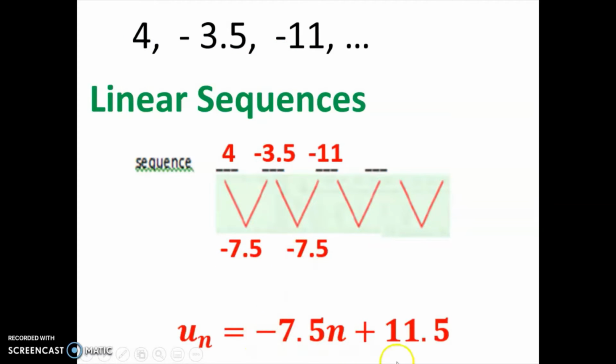Therefore, our rule is this. This is called our common difference, or if we're graphing it, this would be a slope. And over here, we have our y-intercept, or our starting value if we were at term 0. Here's term 1. If we're going down 7.5 here, we would go up 7.5 to get to the previous term, which would be term 0. And that is always the value that appears here. That's a recap of what we've seen.